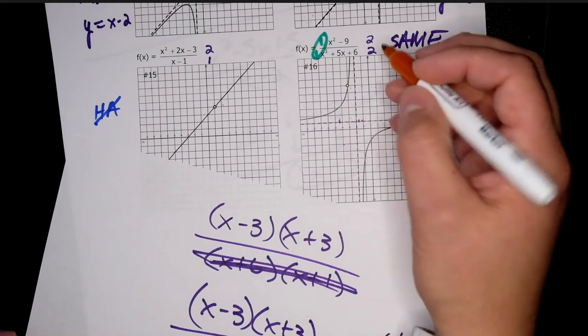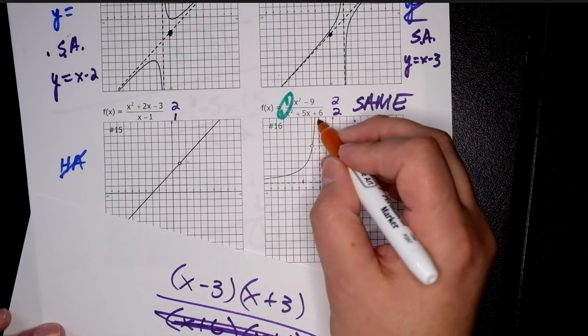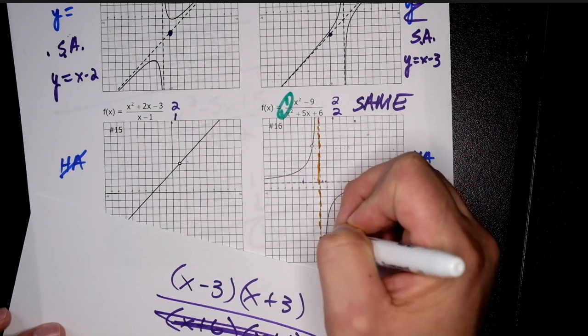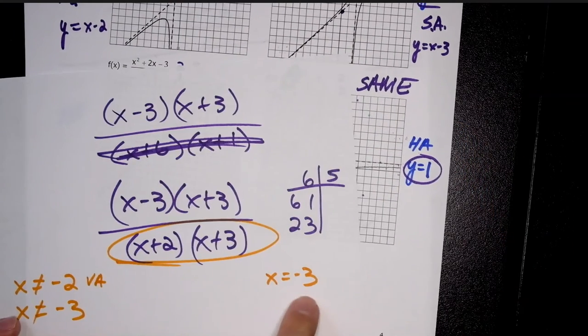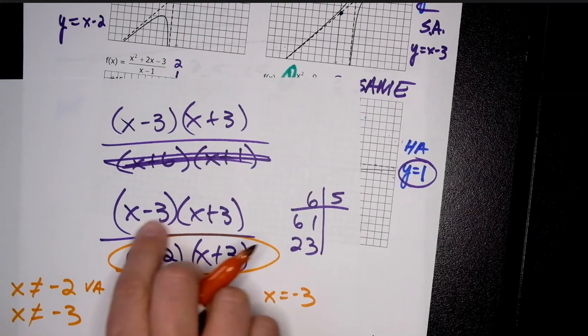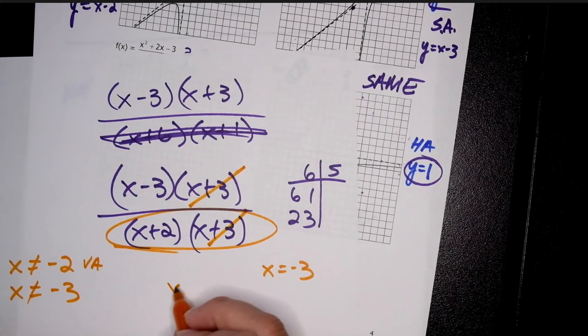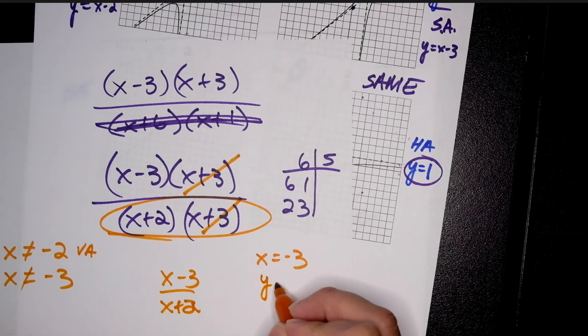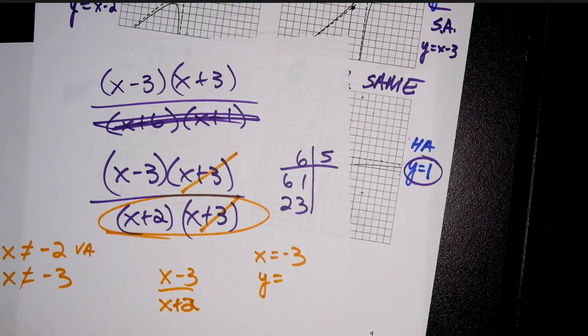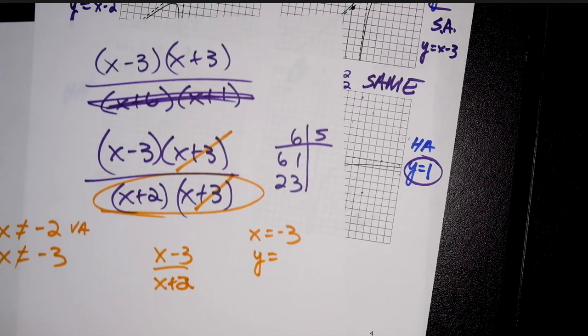So if you look over here, negative 2, there's my vertical asymptote coming through. The hole is at negative 3, but where exactly? Remember, we're going to put it into our simplified version. These two cancel, and it leaves me with x minus 3 over x plus 2. I want to know what my y value is when x equals negative 3 so I can know exactly where that hole is in the graph.